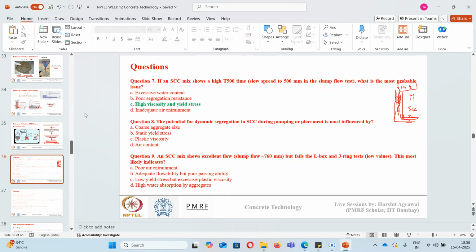Question number 8. The potential of dynamic segregation in self-compacting concrete during pumping or placement is most influenced by what? Suppose segregation is happening in self-compacting concrete during pumping or placement. What can be the key reason behind that? Or how can we influence, how can we improve that segregation?